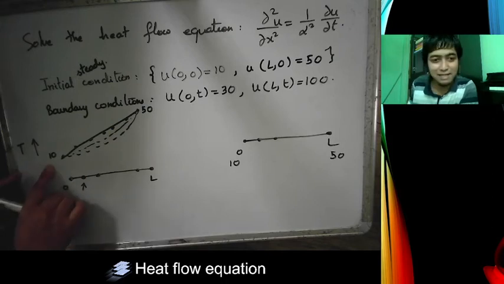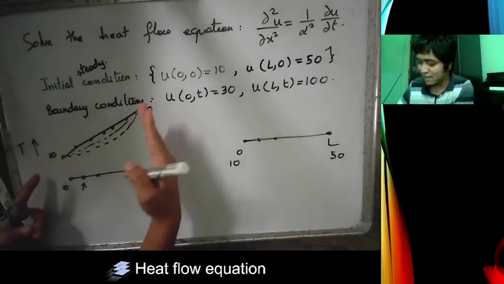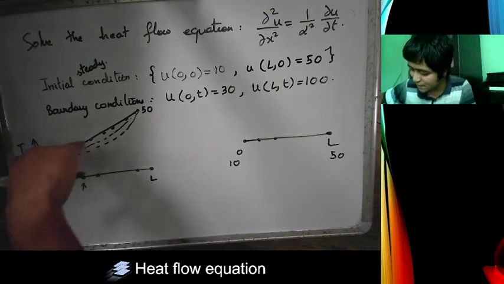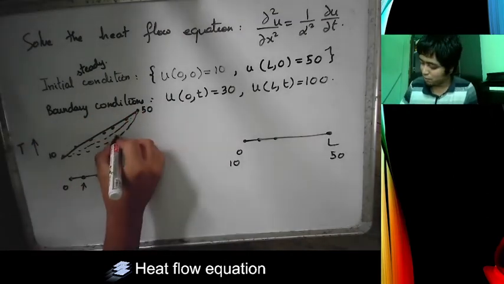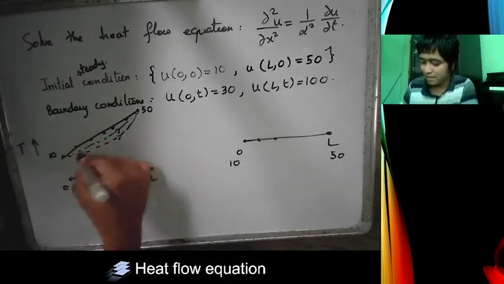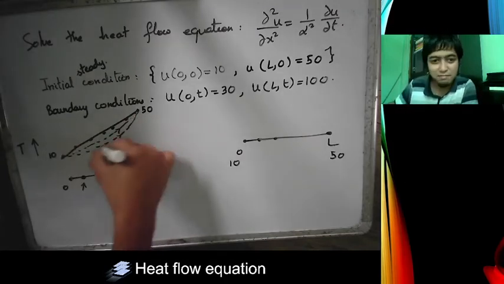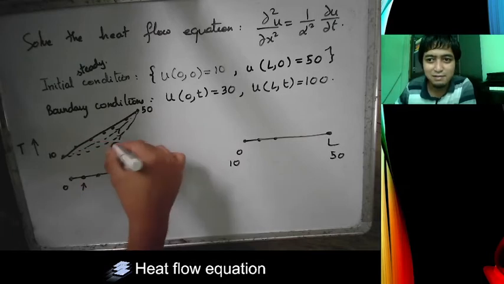Because this one is at a colder temperature and this one is at a high temperature, we will expect that the temperature will increase in this way. But we don't know for now whether it is a straight line or a curve that looks like this.